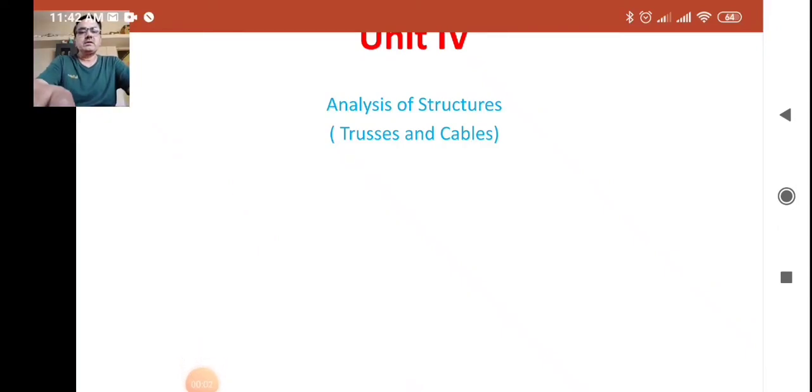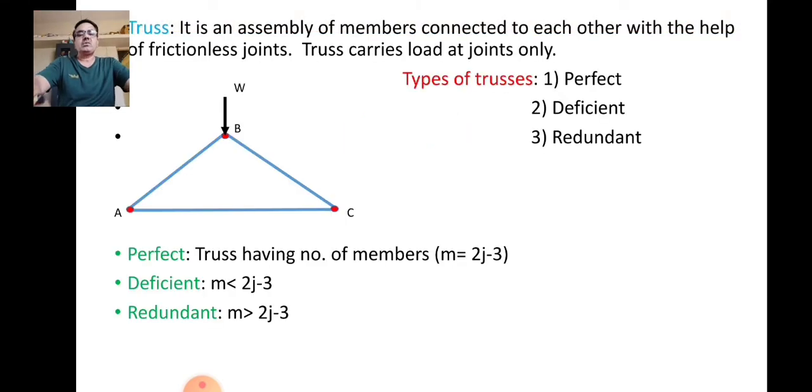Hello friends. Now we shall discuss the contents of unit 4, that is analysis of structures. Under this unit we will discuss analysis of trusses as well as cables. So let us start with the definition of truss. What is meant by a truss?